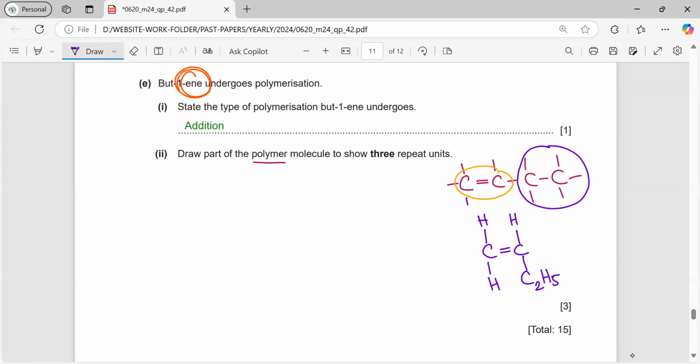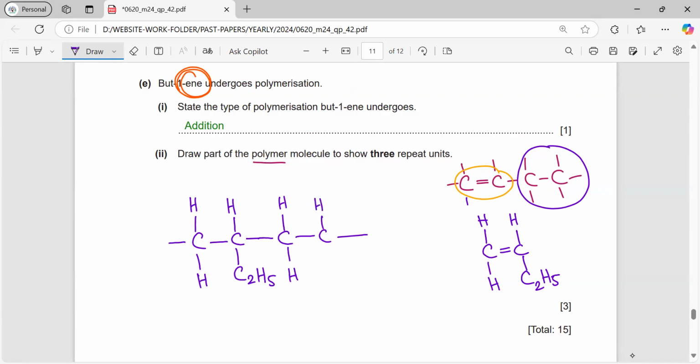So we'll make its polymer. The polymer is formed by just opening the double bond. So this is the first monomer, with C2H5. The same thing repeats next as a second repeating unit, with C2H5. And then we have the third repeating unit, with C2H5. This is the polymer with 3 repeating units.